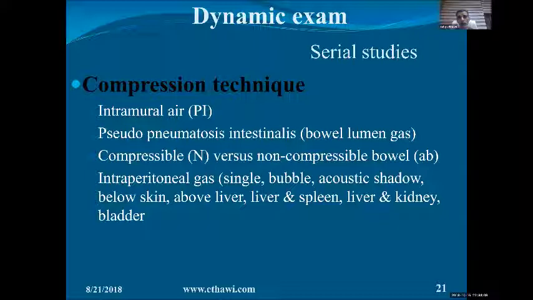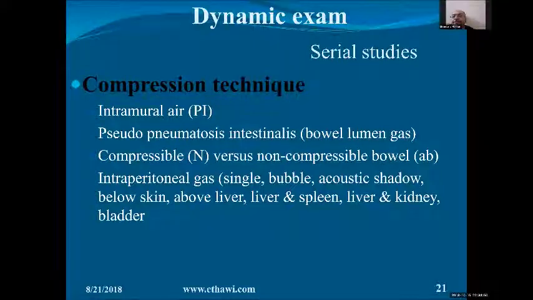Gas in the lumen, if you compress and then release, it will disappear. While gas in the peritoneum, if you compress, it will not disappear. It will disappear when you move the non-dependent area. While pneumatosis will stay in the wall. Gas in the lumen and gas in the peritoneum, we call it pseudo-pneumatosis intestinalis on the ultrasound. Are we clear? Are you confused? No, it's okay.